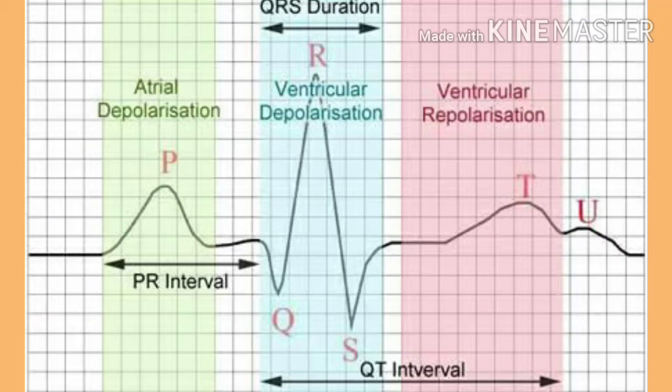Enlargement of P wave indicates enlargement of the atria. The enlarged Q and R waves indicate myocardial infarction. Means what? Heart attack. This infarction is what? Yes, this infarction means obstruction of the blood supply to an organ or any region of a tissue. This is called infarction. Clear?